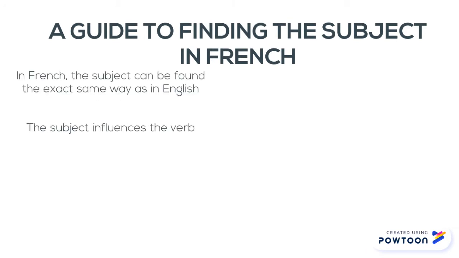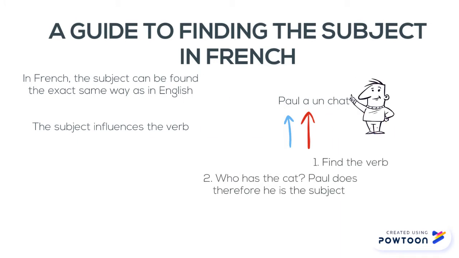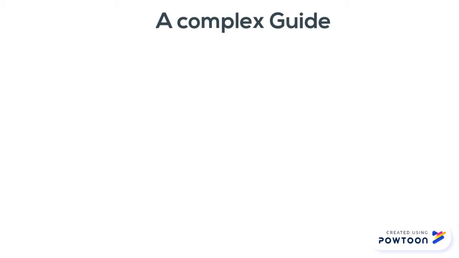So French now. In French, the subject can be identified the exact same way as in English and influences the verb too. In the example here, Paul a un chat, you need to ask yourself who has what. The answer to the who will be Paul, therefore Paul is the subject.